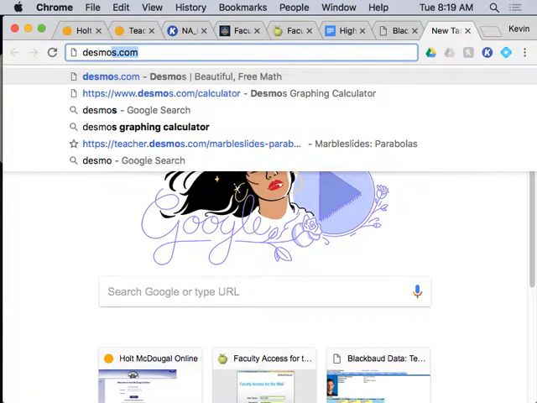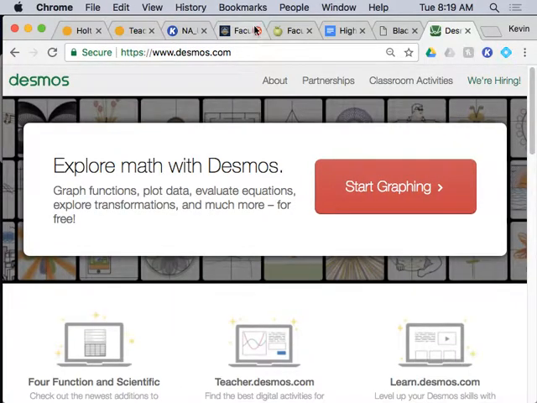It says graph the function x plus 1. So I'm going to go here, Desmos. So we're going to pretend we don't know exactly what I just said to you.